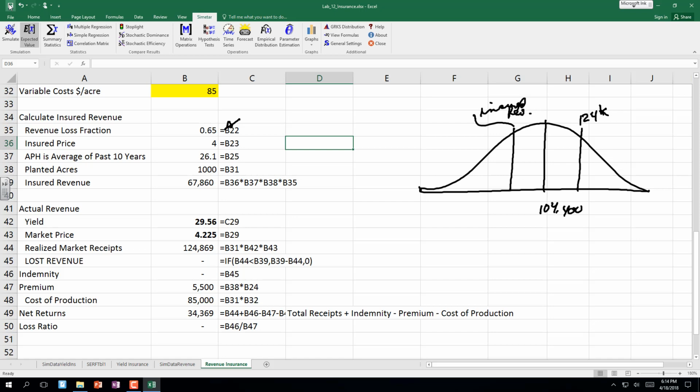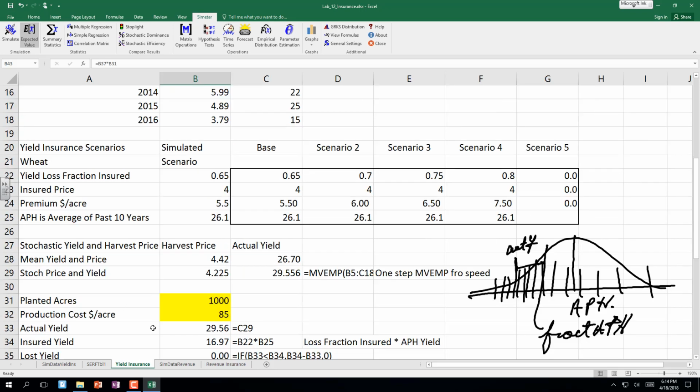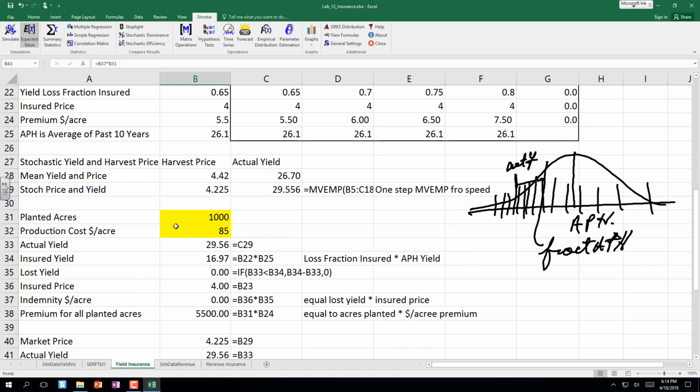Okay. Question on insurance? Okay. So this yield insurance section, that's where you should program your homework problem 3. You've already done that by now, and so this is perfunctory.